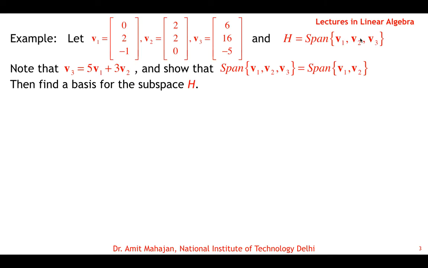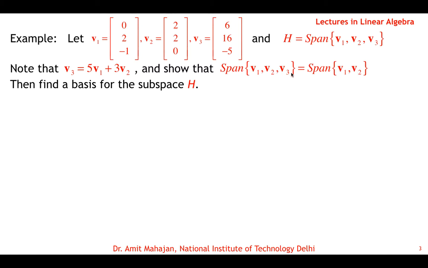Here it is given that v1, v2, v3 span the whole of H, but to be a basis these three have to be linearly independent. But here we are saying that v3 can be written as a linear combination of v1, v2. The third vector is 5 times the first vector plus 3 times the second vector. That means the third vector is a linear combination of the first two, so these three vectors are not linearly independent. They are dependent by this relation. So show that the span of these three vectors is the same as the span of the two vectors.